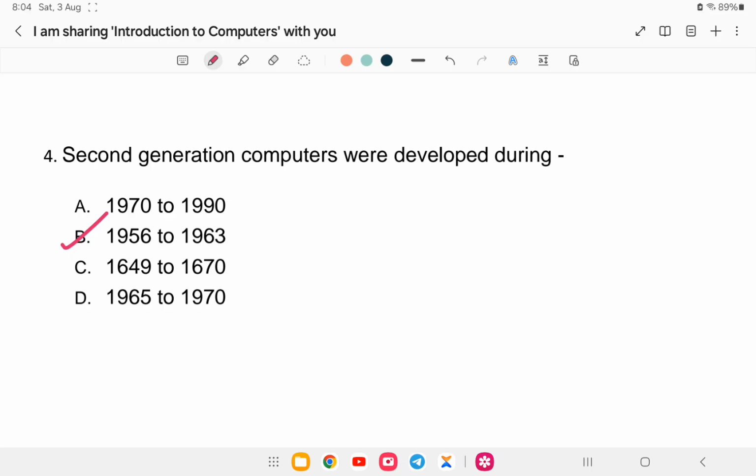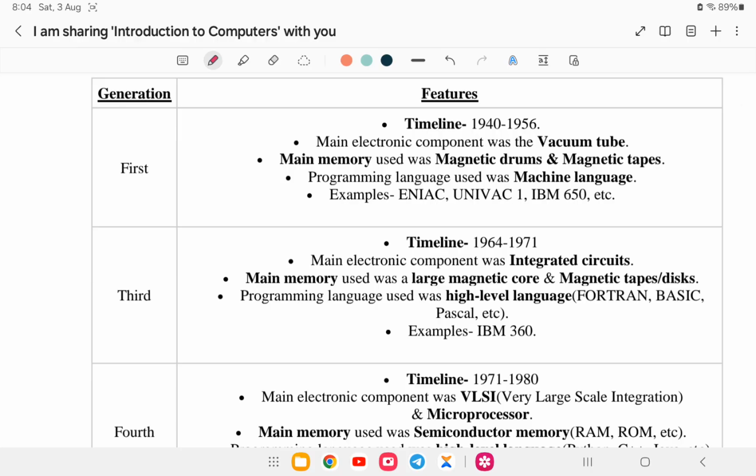So let's take a look at various generations of computer. The first generation of computer is from 1940 to 1956, and it used vacuum tubes. The main memory is magnetic drums or magnetic tapes, and machine language was used for programming. An example is the ENIAC, as I've told you, by John B. Eckert. UNIVAC 1, IBM 650.